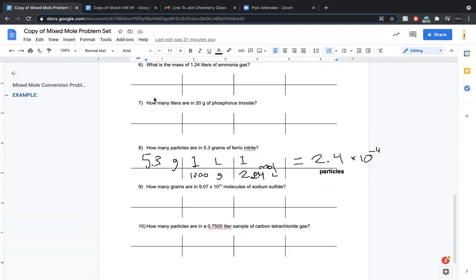I got it. Oh, hang on. I think I forgot something. I did moles, but I didn't do the moles to particles. Sorry. I forgot that very last step. So grams cancels with grams, liters cancel. We're going to do 1 mole is 6.02 times 10 to the 23 particles. So I just need to multiply that answer by 6.02 times 10 to the 23.